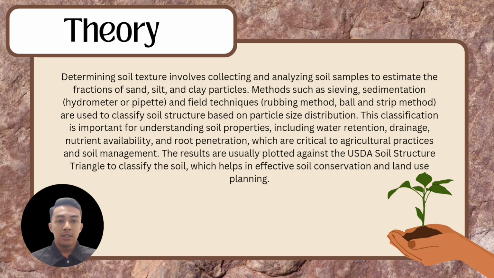This classification is important for understanding soil properties, including water retention, drainage, nutrient availability, and root penetration, which are critical to agriculture practice and soil management. The results are usually plotted against the USDA soil structure triangle to classify the soil, which helps in effective soil conservation and land use planning.